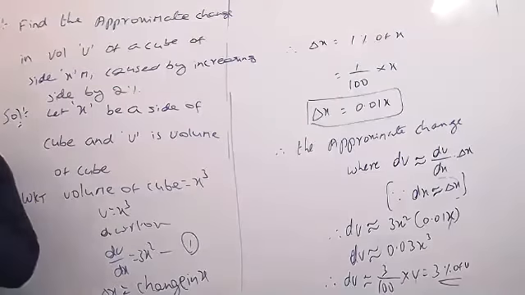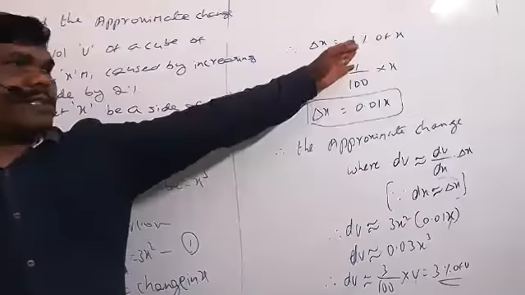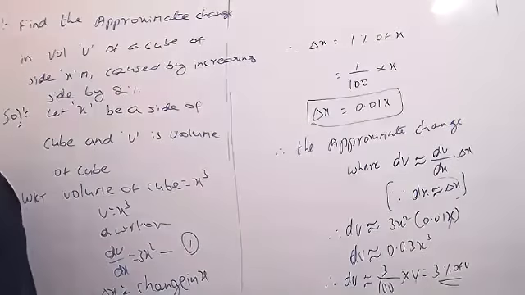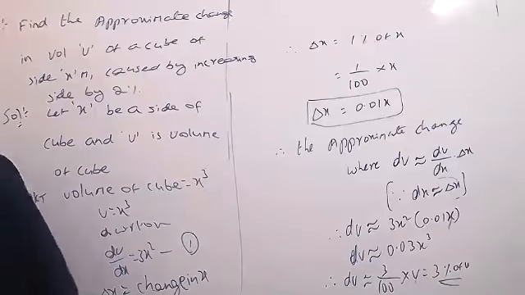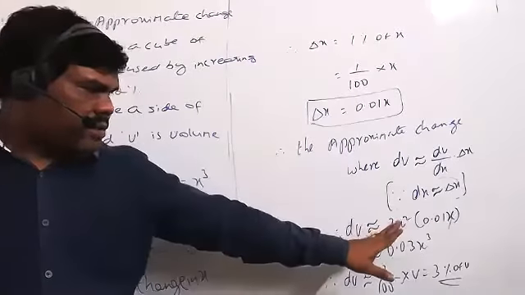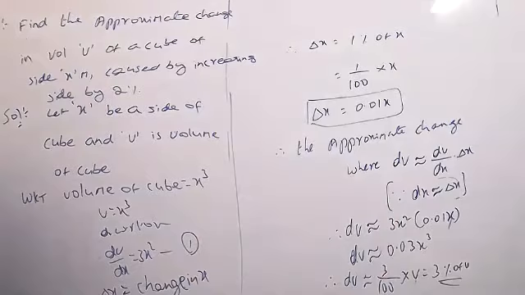Try it yourself. Same model, but previously we took just 1%, and now 2%. Up to here the problem is the same, but in place of 1% we will take 2%. That means clearly we will get 0.02x. Substitute that in the same formula: 3x square into 0.02x. Multiply both of them, then mention how much percentage will be increasing.